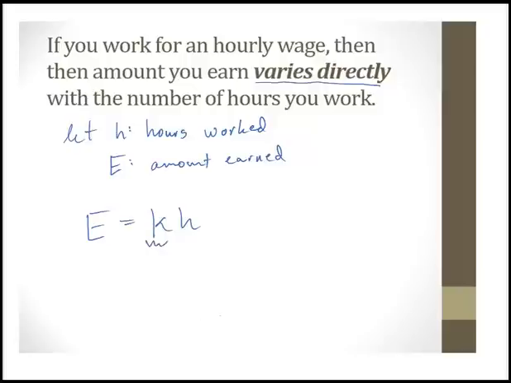We call this number K the constant of variation. Now, in this example, it's your hourly rate. So if you work at a job that pays $10.50 per hour, then you could write earnings is $10.50 times H. And then you can work with that.